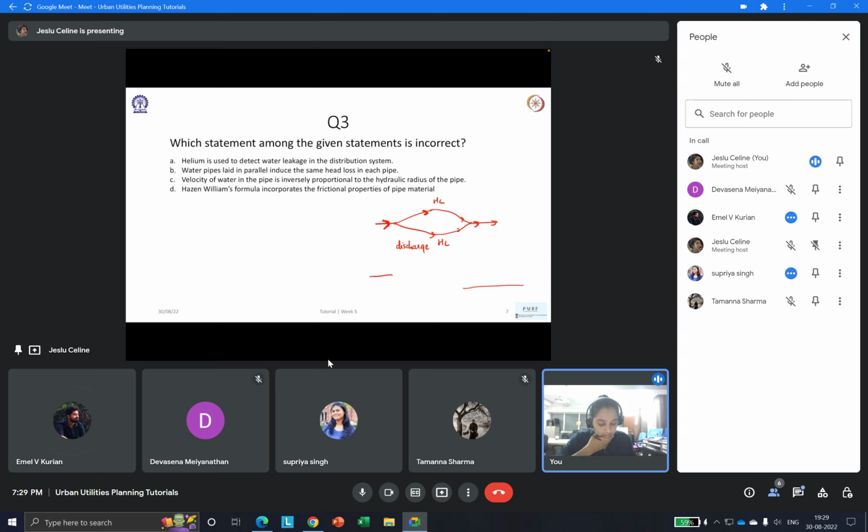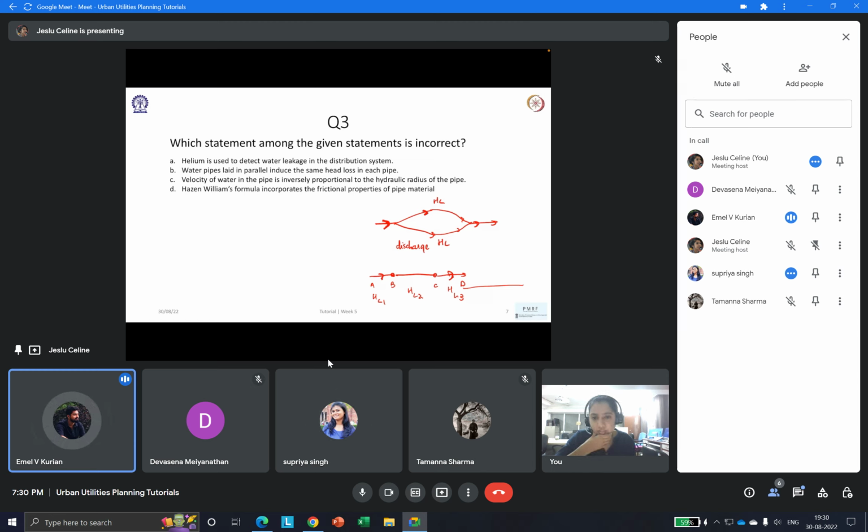So when it is in series, Supriya, what happens? If you have A, B, C, would the head loss change or will it remain constant? It will remain constant when it's series. So from A to B, I've got head loss HL1 and HL2, and those will be HL3. No, it depends upon the length. It will change from A to B. If the lengths are the same, A to B, B to C and C to D, we can.